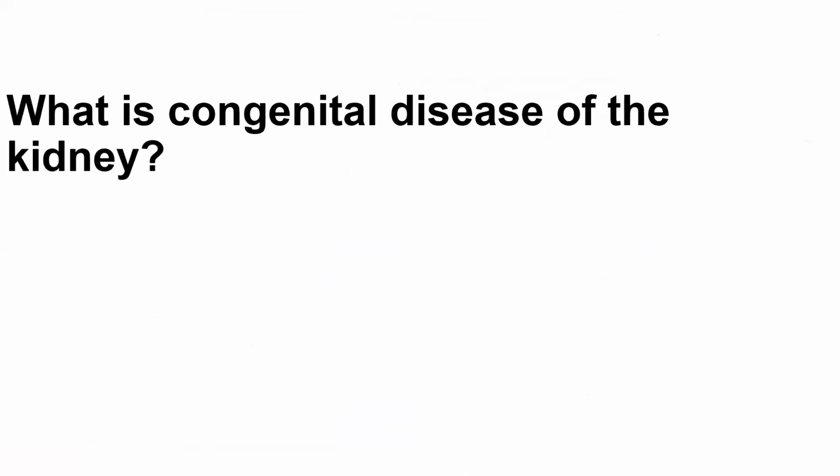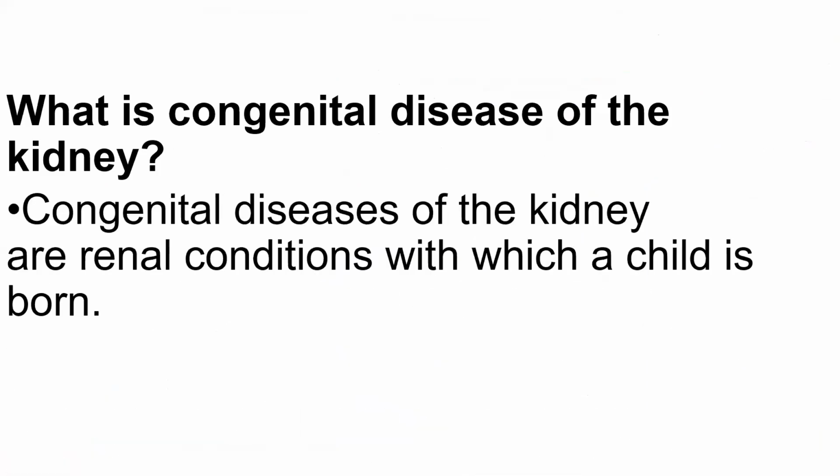What is congenital disease of the kidney? We already know the meaning of congenital, so now let us discuss congenital disease of the kidney. Congenital diseases of the kidney are the renal conditions with which a child is born. Means from birth itself, the child will have diseases of the kidney. There will be abnormalities in his or her kidney. So that is termed as congenital disease of the kidney. Do you understand?